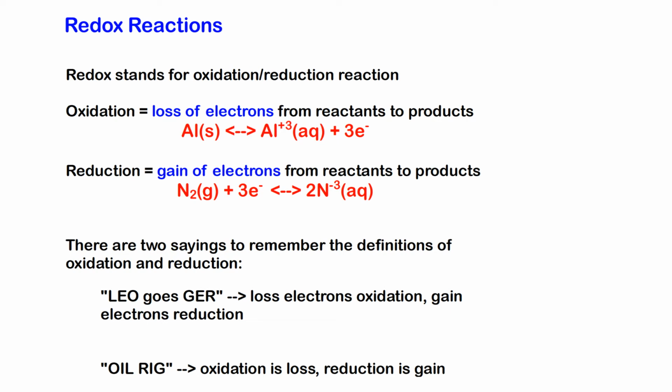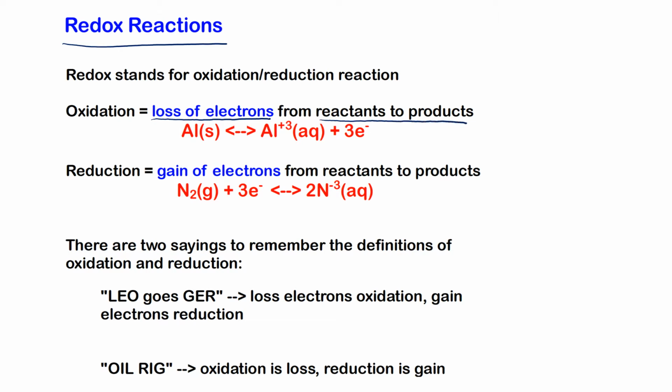Hey guys, so in today's video we are going to be looking at what are called redox reactions. Redox simply stands for oxidation and reduction reactions, so they just abbreviated it. So before we can start talking about what redox reactions are, we need to understand fundamentally what an oxidation versus a reduction reaction are. So when you're thinking about oxidation, oxidation is simply when electrons get lost when you go from the reactants to the products.